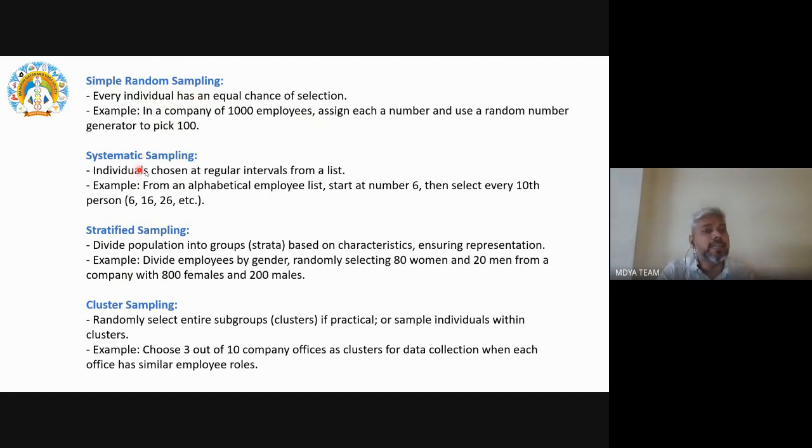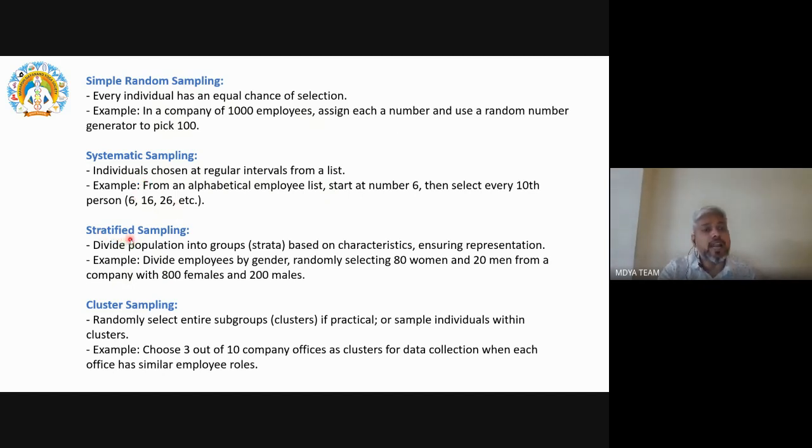Another is systematic sampling. Systematic sampling is when individuals are chosen at regular intervals from a list. You have 100 students, and what you do, you do not pick randomly, you pick systematically. Systematically means number 6, number 16, number 26, you are giving a particular interval between the numbers from the list. So that is systematic sampling.